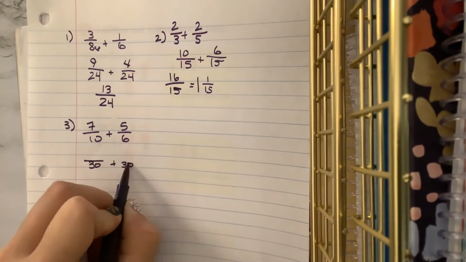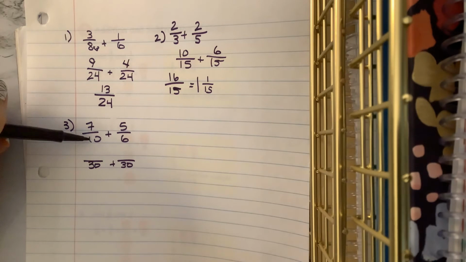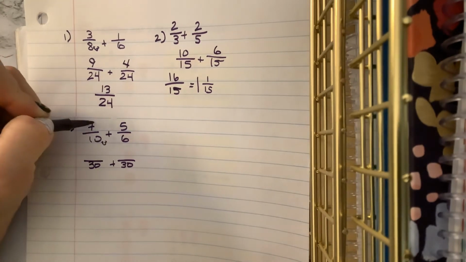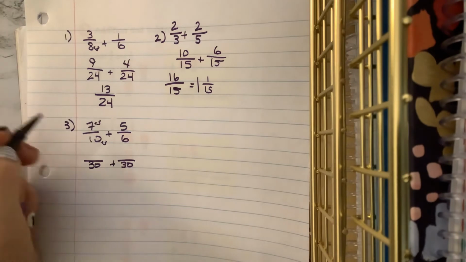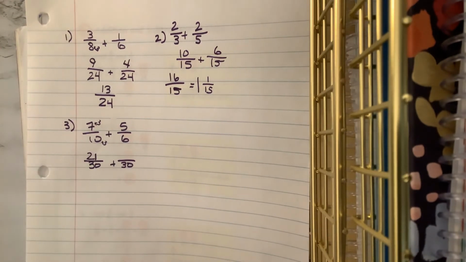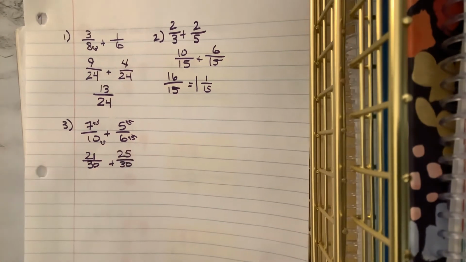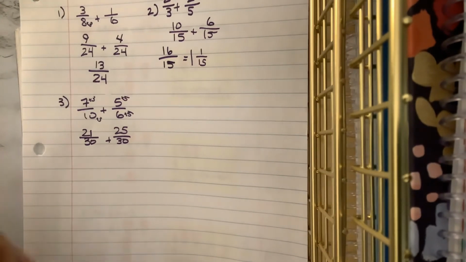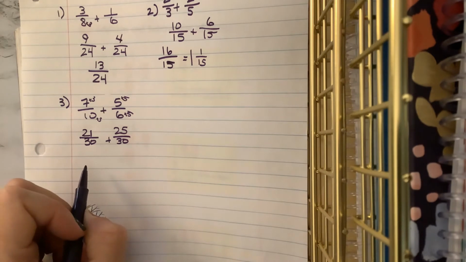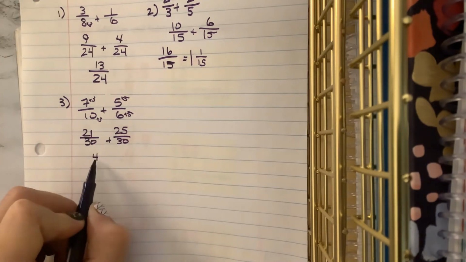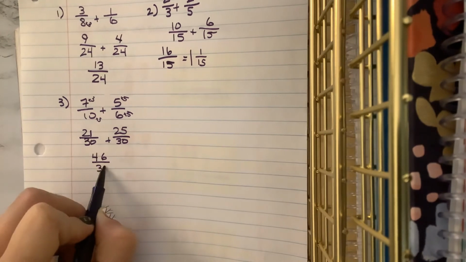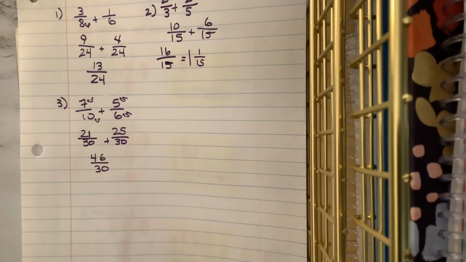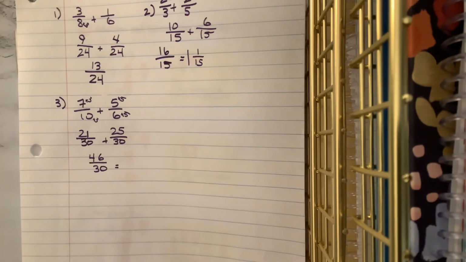You should have 30, okay? So 10 times 3 is 30, so we need to multiply 7 by 3, which is 21. 6 times 5 is 30, so we need to multiply 5 times 5, which is 25. We then add our numerators. 21 plus 25 is 46. So we get 46/30. We're then told, if possible, to make it proper.